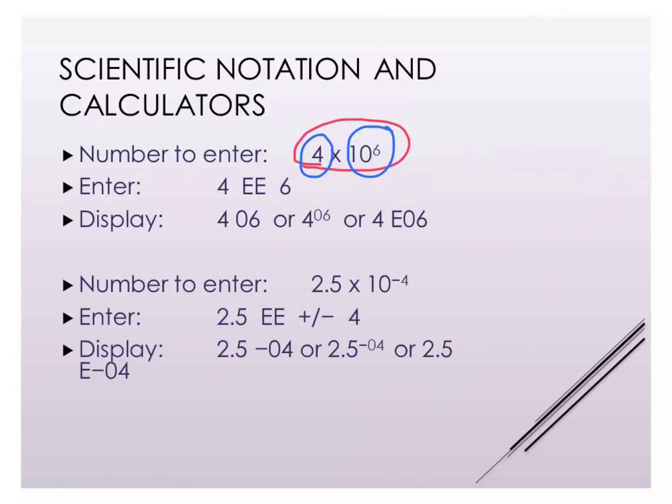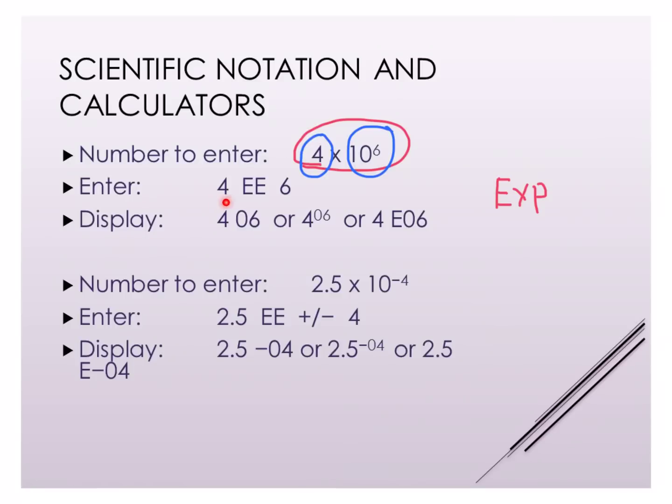Most calculators have a button labeled EE. On some calculators, I've also seen it listed as EXP. That means exponent. Those mean the same thing. What we're looking at here is that we want to have some way of entering this so that the calculator treats this as a single value. It's not treating it as a 4 and a 10 to the 6. It's looking at that number as 4 times 10 to the 6.